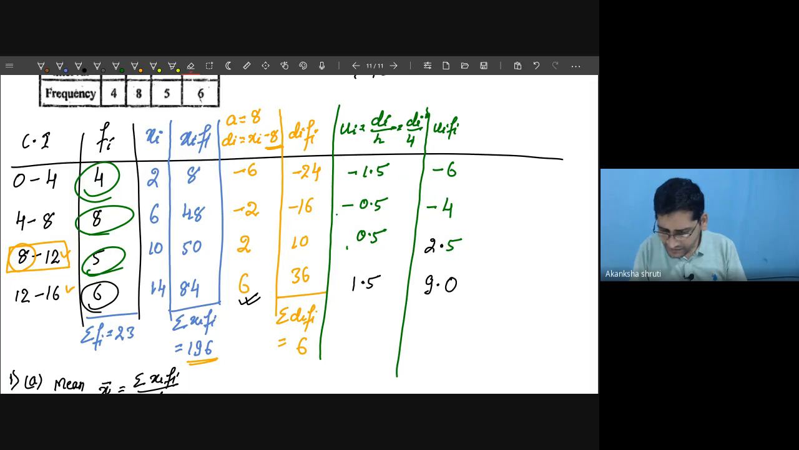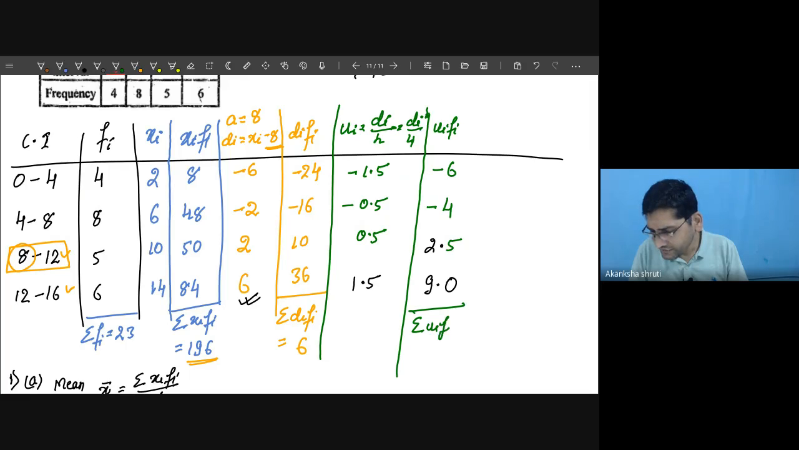Okay. So after this, what do we need to do? Do the same thing. What is required for the calculation? Summation of ui fi. Go for adding this. What is the value that you are going to get? Students, minus 6 minus 4 is minus 10, and 9. It is 1. So it becomes 3.5.